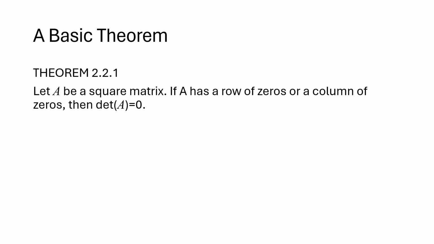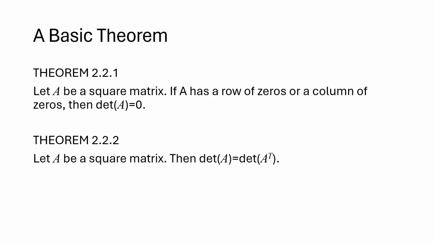So let's have the basic theorem. We begin with the fundamental theorem that will lead us to an efficient procedure for evaluating the determinant of a square matrix of any size. Theorem 2.1.1: let A be a square matrix. If A has a row of zeros or a column of zeros, then the determinant of A is equal to 0.